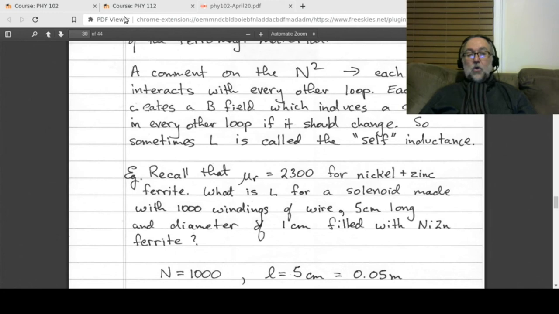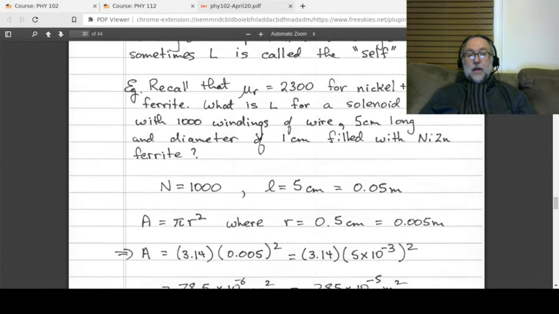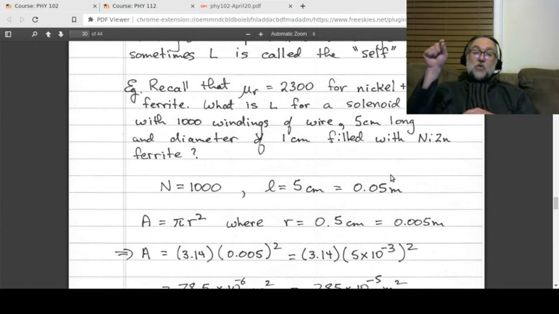Okay, so let's go through it. I tell you that there are 1,000 windings, so capital N, the number of windings, is 1,000. I tell you that the length of the solenoid is 5 centimeters, so L is 0.05 meters. And you can make square solenoids.